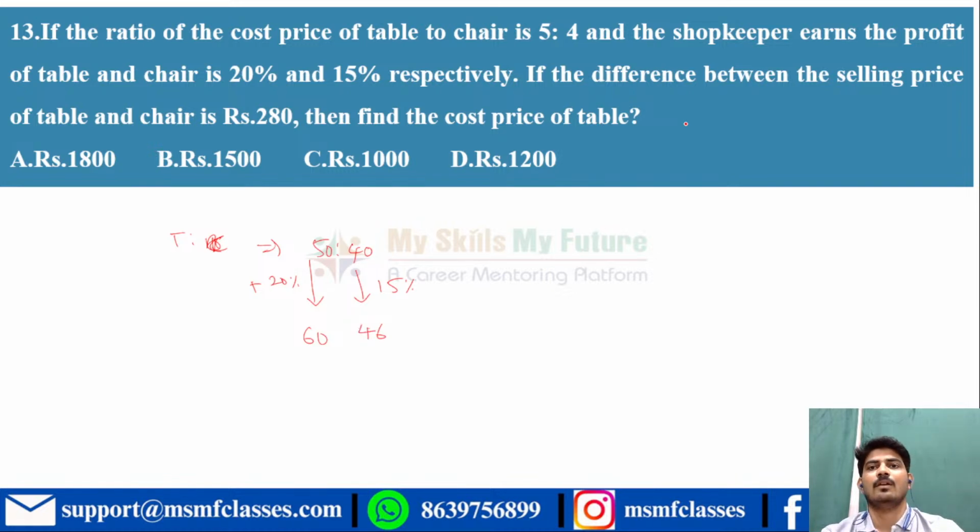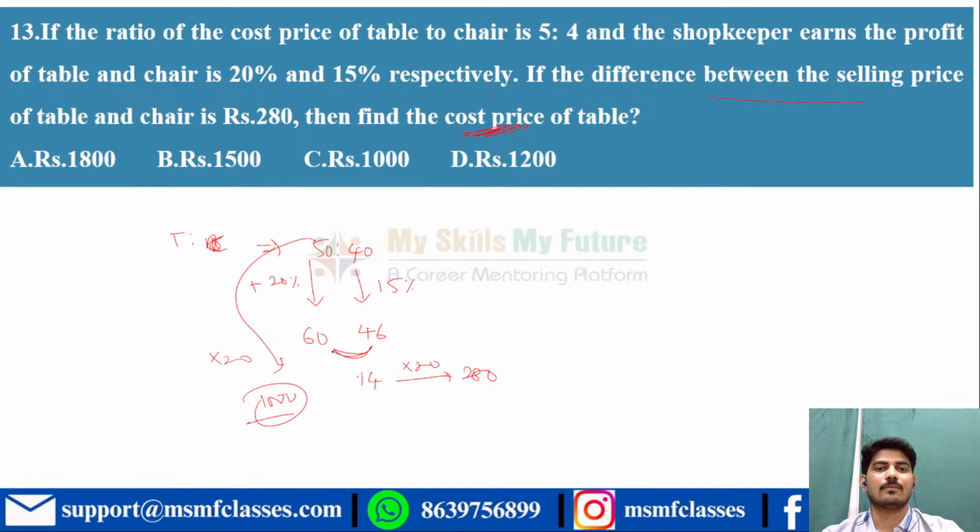Next, what is given in the question? The difference between the selling price of table and chair. What is the difference here? It will be 14. The difference here will be 14 parts, which equals 280, which means one part will be equal to 20. What do you ask in the question? The cost price of the table. So the cost price of the table will be 50 parts, and each part will be 20 here. So 20 into 50 equals 1000.